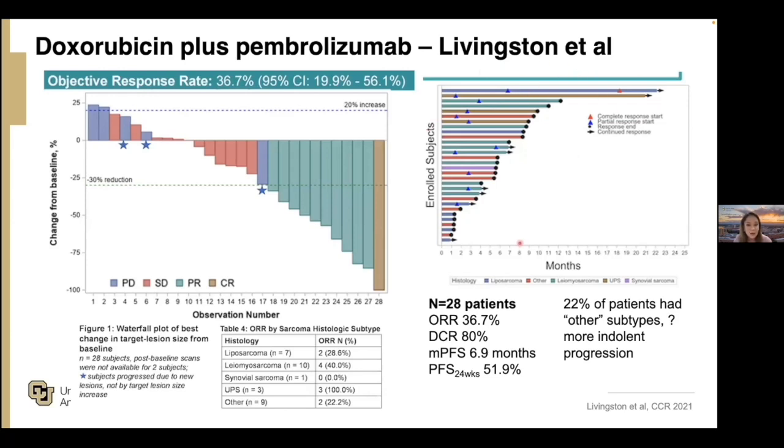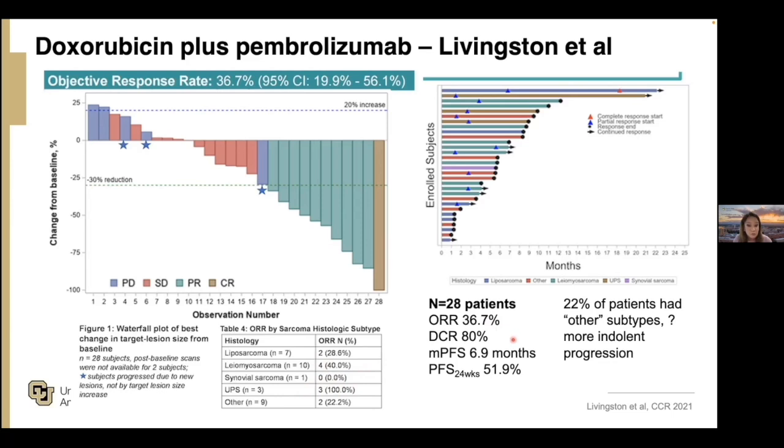We got even more excited when the second trial came out from Mike Livingston out in North Carolina, and here they treated 28 patients, again with doxorubicin and pembro, and basically showed a response rate of 36.7%, which is definitely better than what we've seen historically with doxorubicin monotherapy. Now, this trial included more of our favorites, so more of the common types of sarcomas that have previously been studied. Leiomyosarcoma, interestingly, had a 40% response rate out of 10 patients. So compared to pembro alone, where we rarely see leiomyosarcomas responding, this was pretty exciting to see. And then 100%, all 3 of the UPS patients did respond as well.